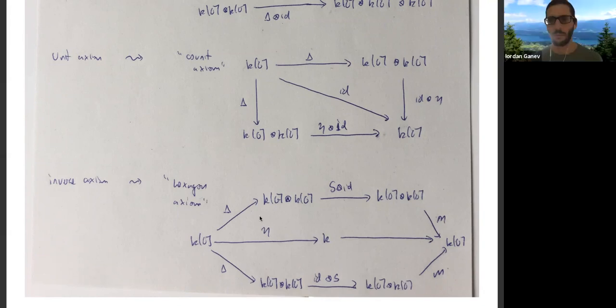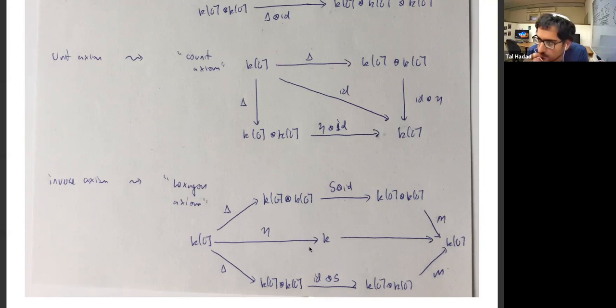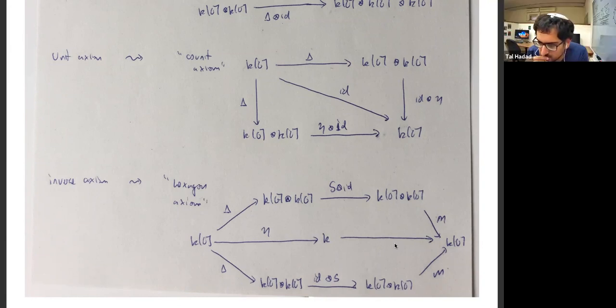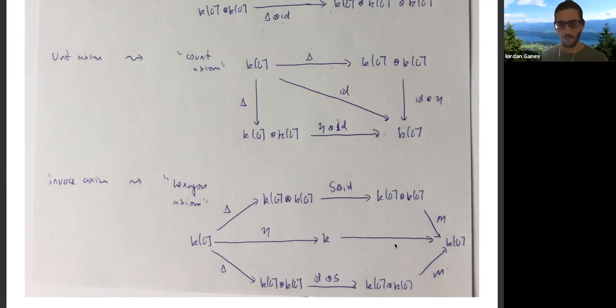Why does it help you? Yeah, I think it's because then you factor this in terms of the co-unit and this canonical map. Okay, you wanted to express this as a terminal object. Okay. Yeah.